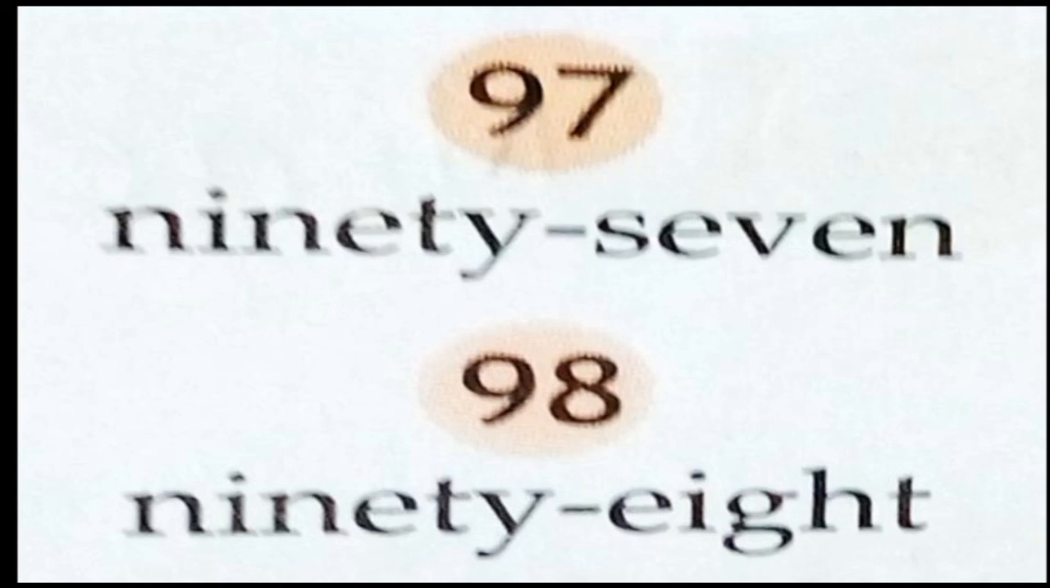Now, next is 97. Okay, beta. Number name is ninety-seven. Students, in 97, 7 is ones and 9 is our tens. Okay.